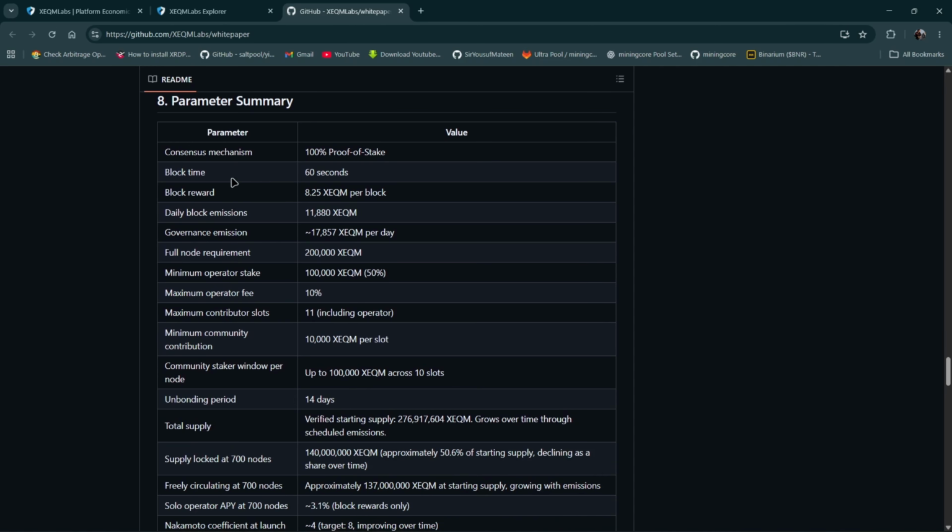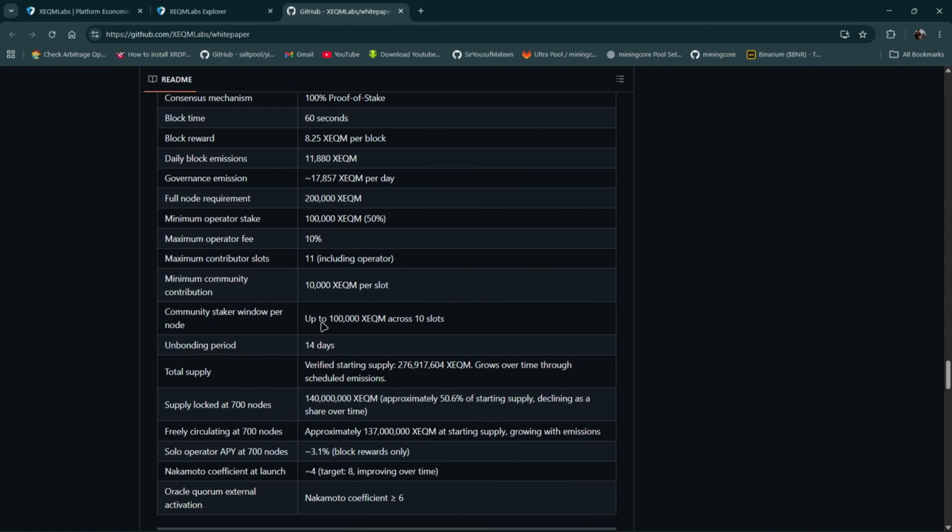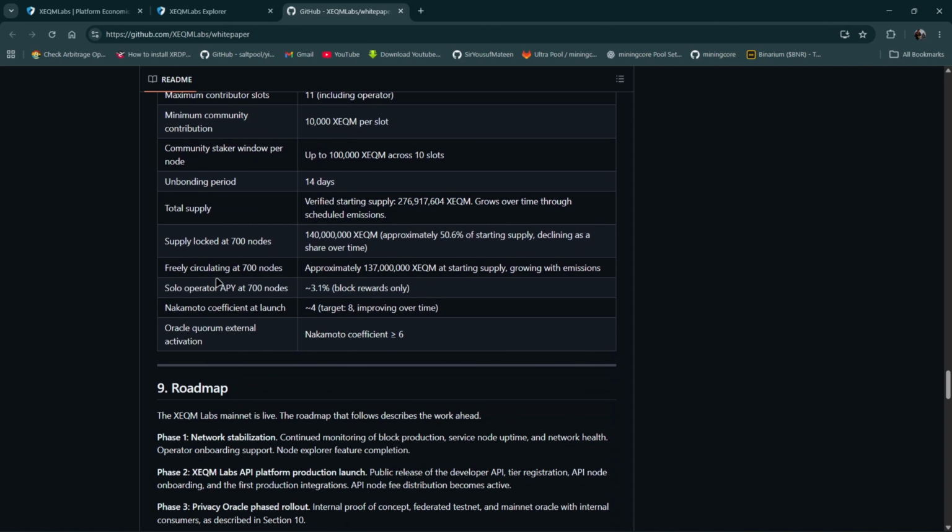Now let's check this table. Consensus mechanism is 100% POS. Block time is 60 seconds. Okay, these are the emissions we saw. Solo operator APY at 700 nodes. Right now the number is 454. So it's 3.1% at 700 nodes.